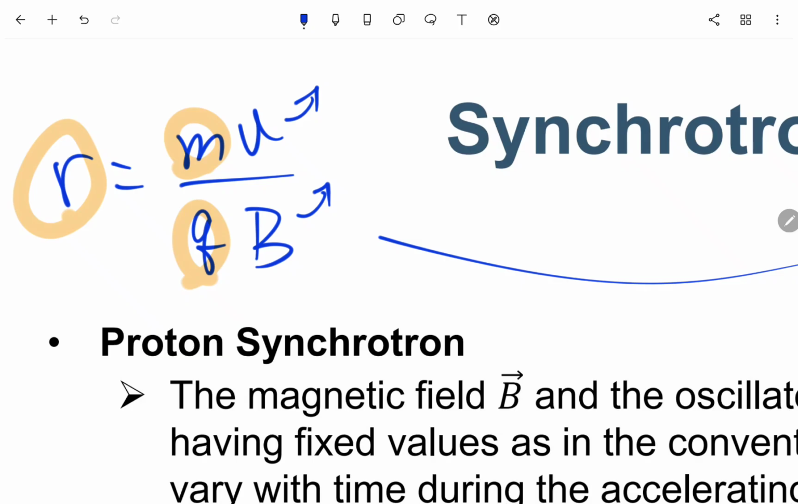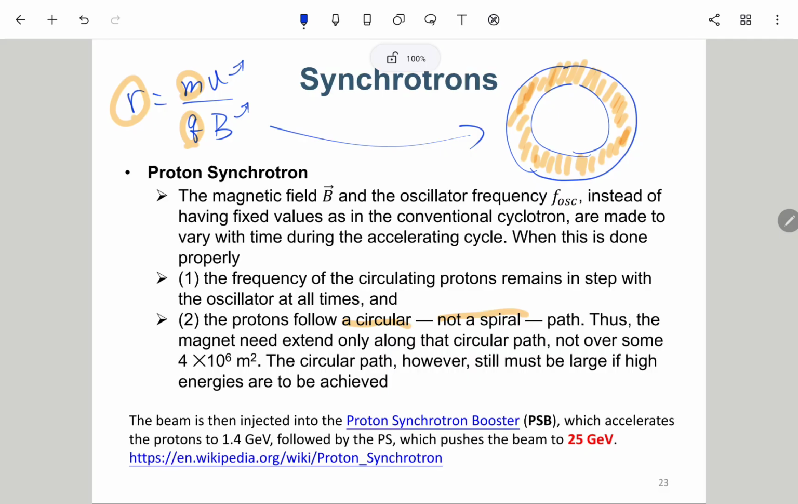So that this equation holds. Which means that at the very beginning, the V is low, so the B field is also weak. But we keep making the B field stronger and stronger gradually, so that finally it will have a high velocity, so that high energy. But it will not collide with the wall of this ring. Otherwise we will stop.